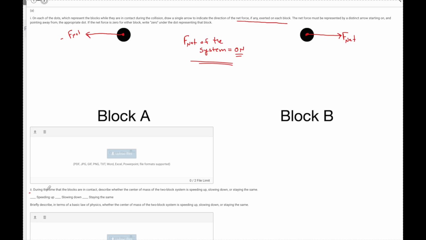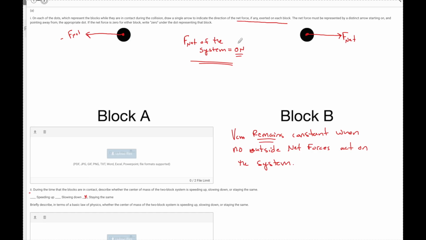Now, in the second part, they say, in the time that the blocks are in contact, describe whether the center of mass of the two-block system is speeding up, slowing down, or remaining the same. It is going to remain the same, and this is just a definition that you need to remember. The center of mass velocity remains constant when no outside net forces act on the system. It's as simple as that. When no outside forces act and things stay conserved, the velocity of the center of mass will remain constant. Even though these two blocks are going to travel away from each other, their center of mass is going to remain in the exact same spot.